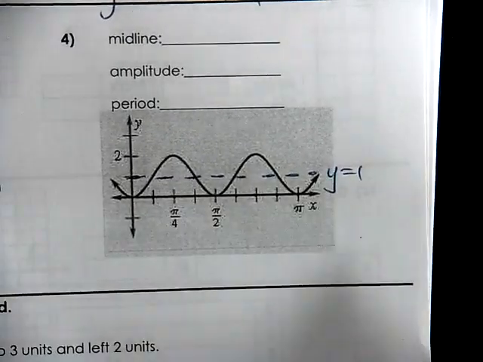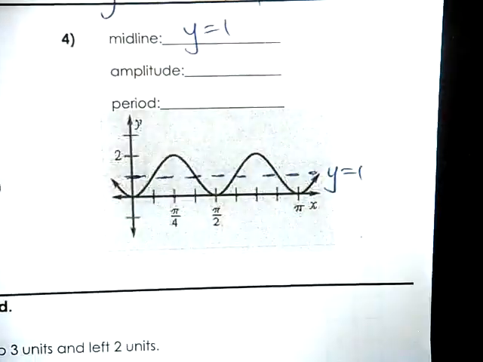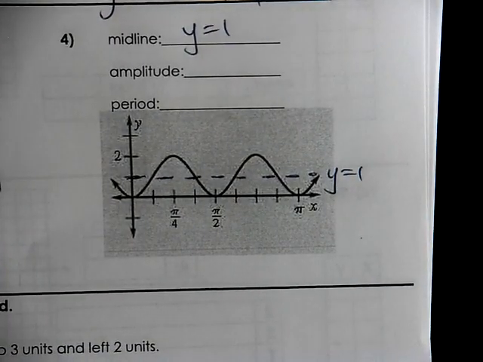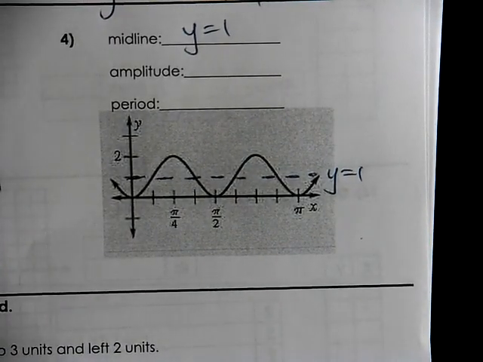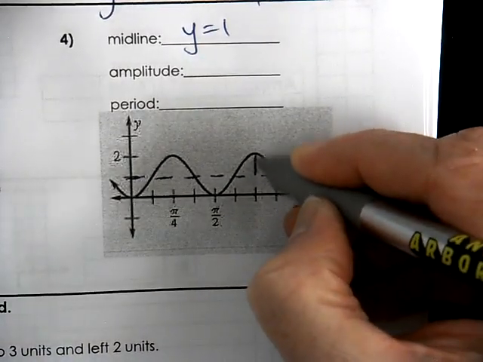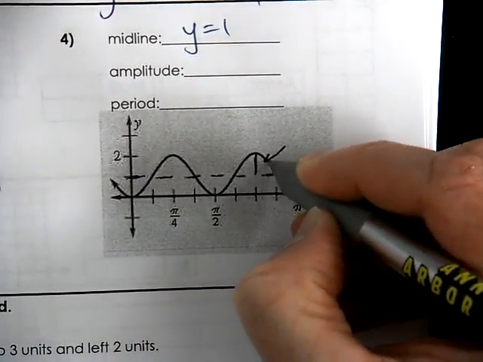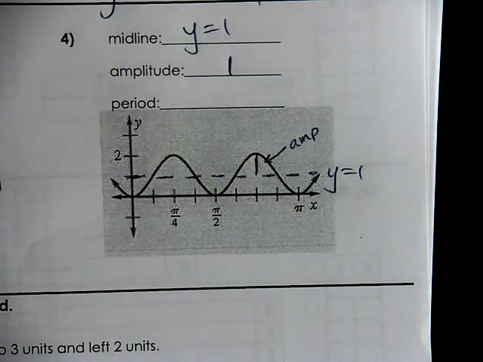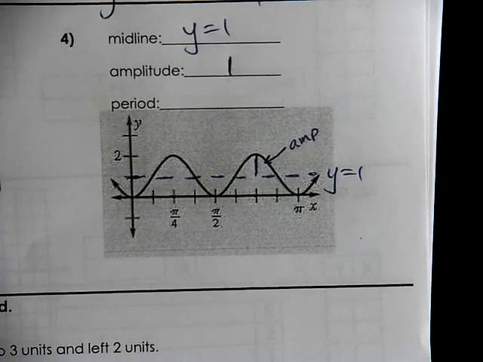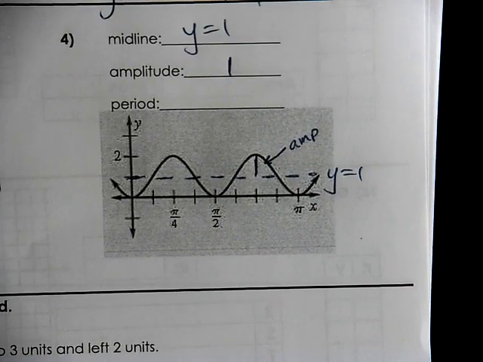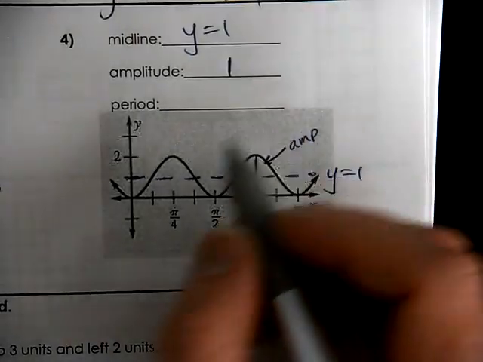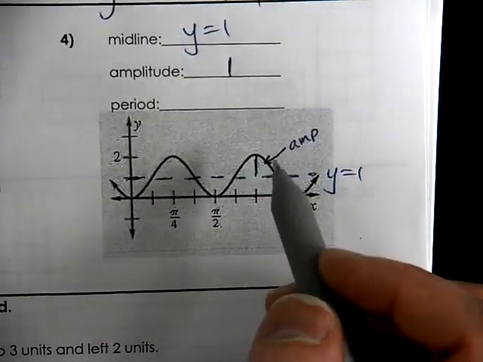This looks like the line y equals 1, so the midline is y equals 1. Don't just write 1, write y equals 1. The amplitude is the distance till you get there. That you can write just the number 1, but it's not y equals 1, it's not x equals 1. You could almost say a equals 1. But a perhaps doesn't equal 1, so the amplitude's 1 though.